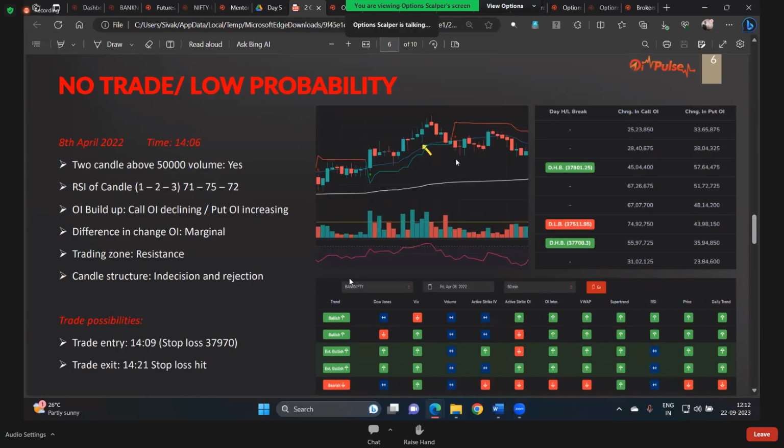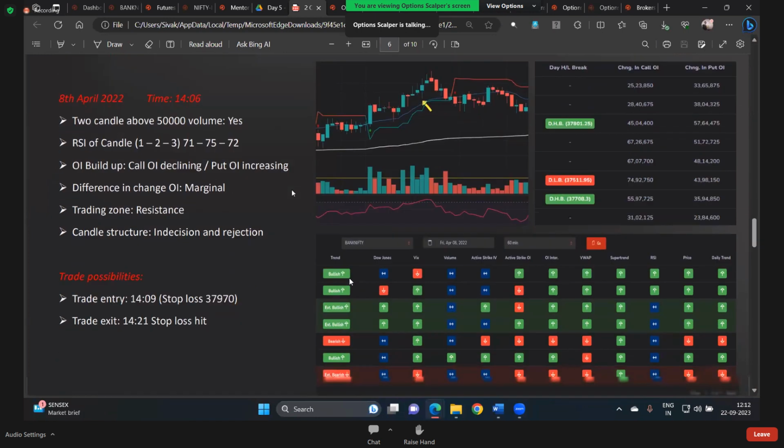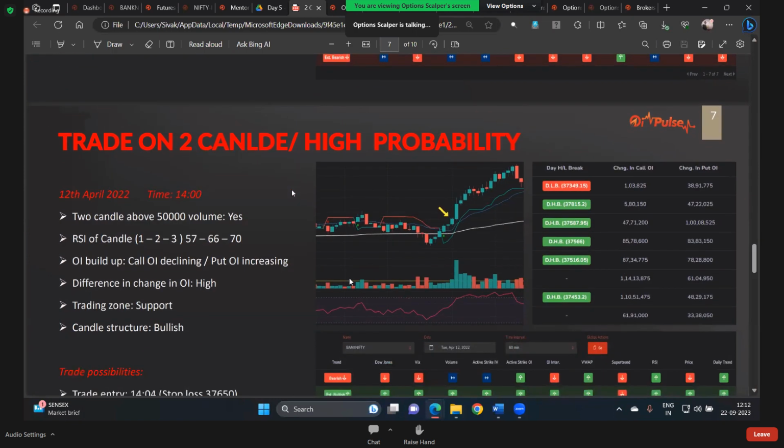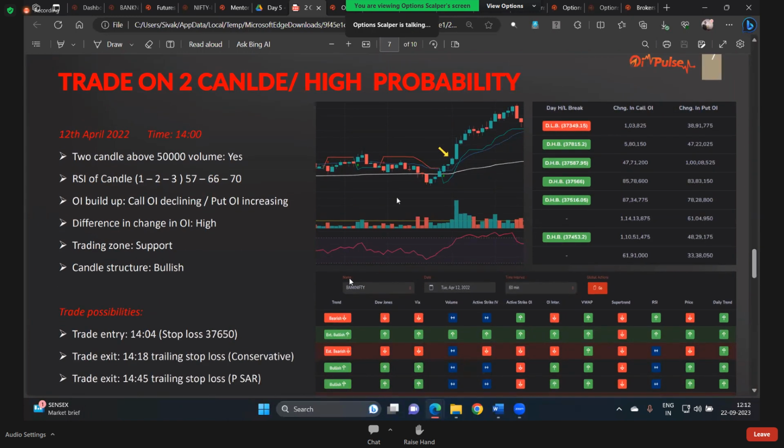Okay. So it didn't move much on this particular one. This is a no trade or a low probability. This is a two candle theory on high probability. When I say high probability, look at this. You have an ascending order volume.